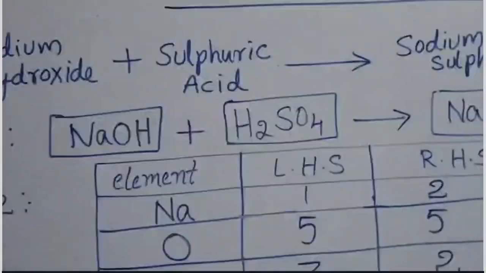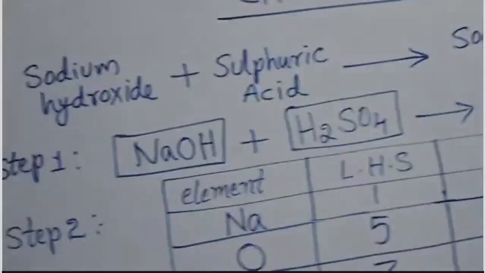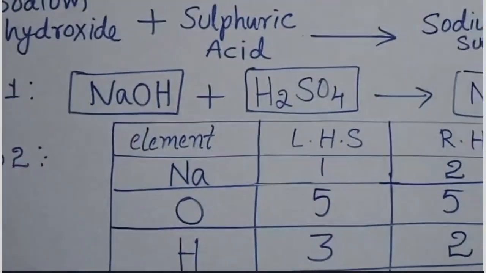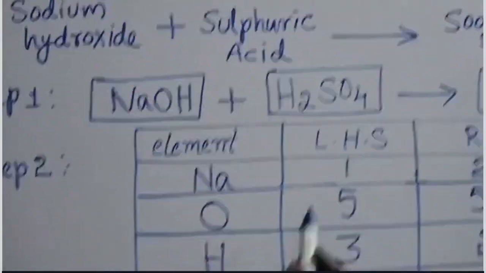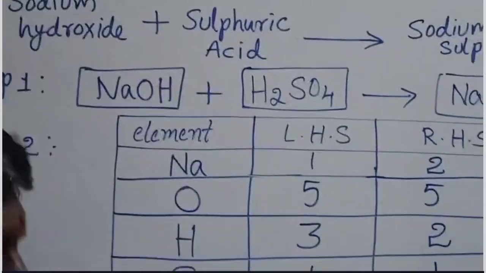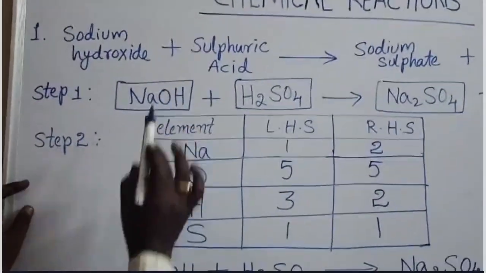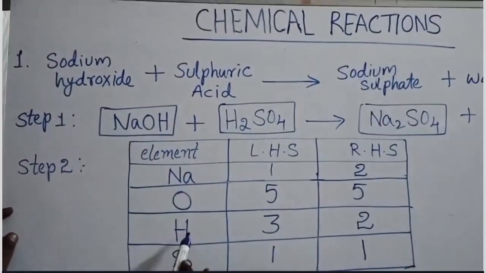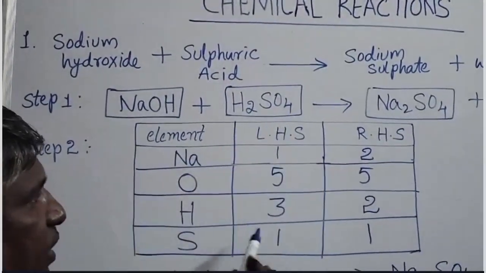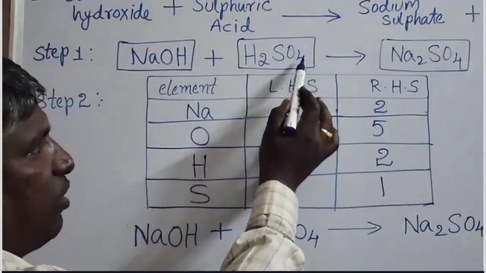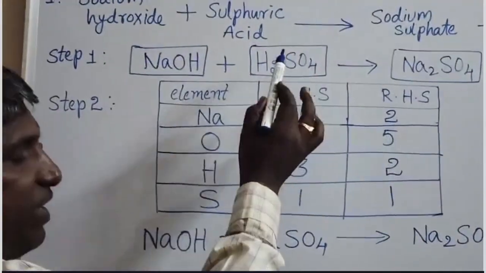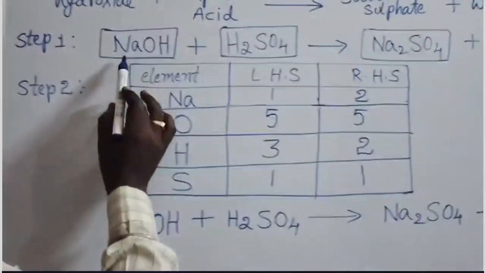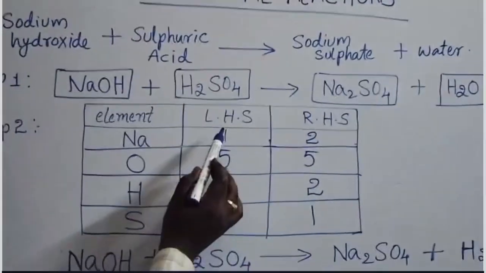Now step 2. We must observe whether the reactants and products have an equal number of atoms or not. Element, LHS side, RHS side. In sodium hydroxide, sodium is one element, oxygen another element, hydrogen another element. In sulfuric acid, hydrogen and oxygen are common elements, but sulfur is an extra element, therefore sulfur is also mentioned. LHS side, sodium hydroxide, one atom of sodium.